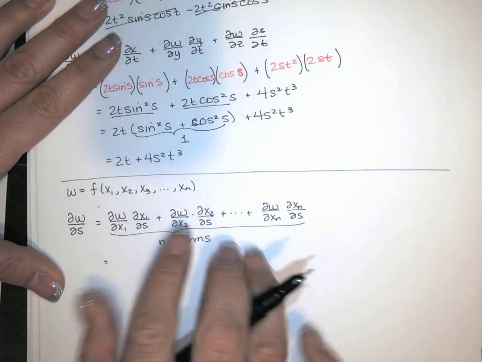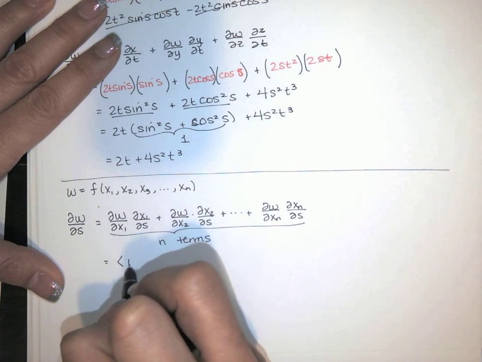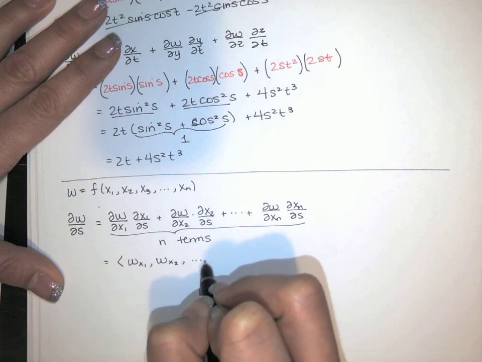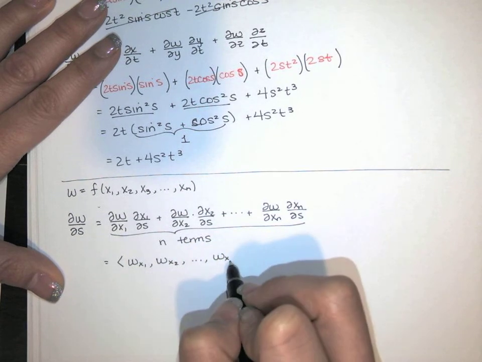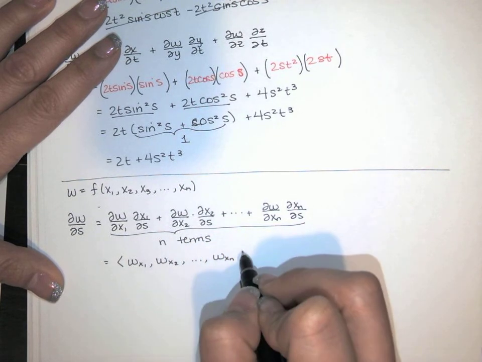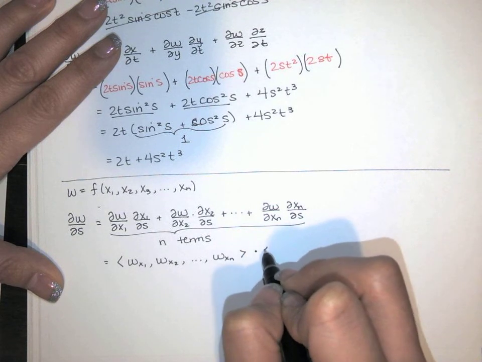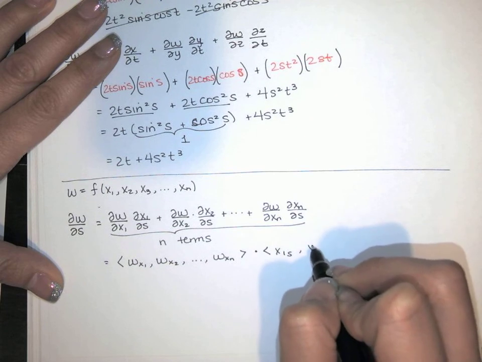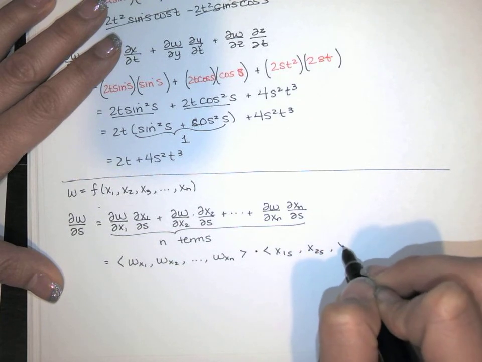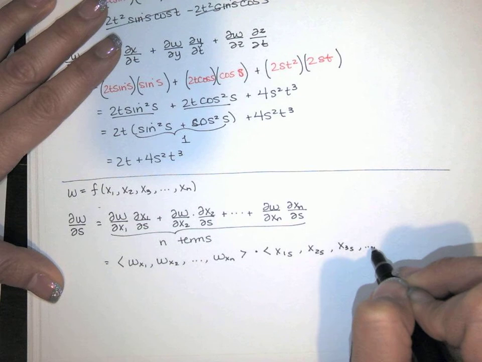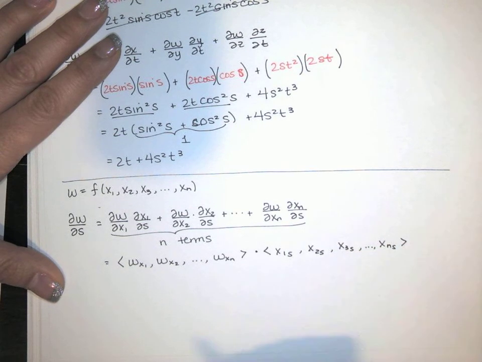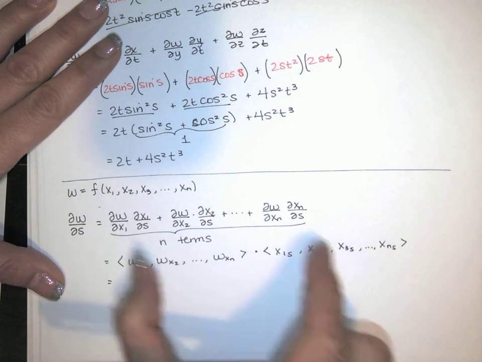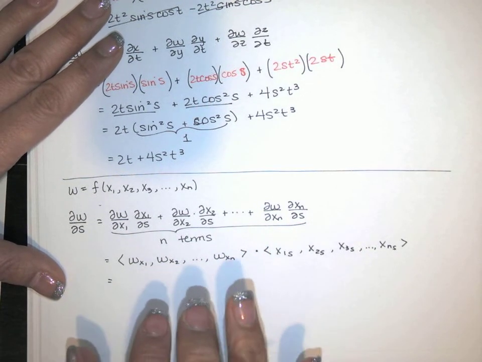And if you separate this and you write it as a dot product, you'll see that it's the dot product of the gradient of w. So you're taking the first partials of w with respect to those n variables, x sub 1 through x sub n, and you're dotting it with the partial of x1 with respect to s, the partial of x2 with respect to s, partial of x sub 3 with respect to s, all the way through the partial of x sub n with respect to s. When I multiply these together, I get this. This is Leibniz notation, this is subscript notation, but it means the same thing.